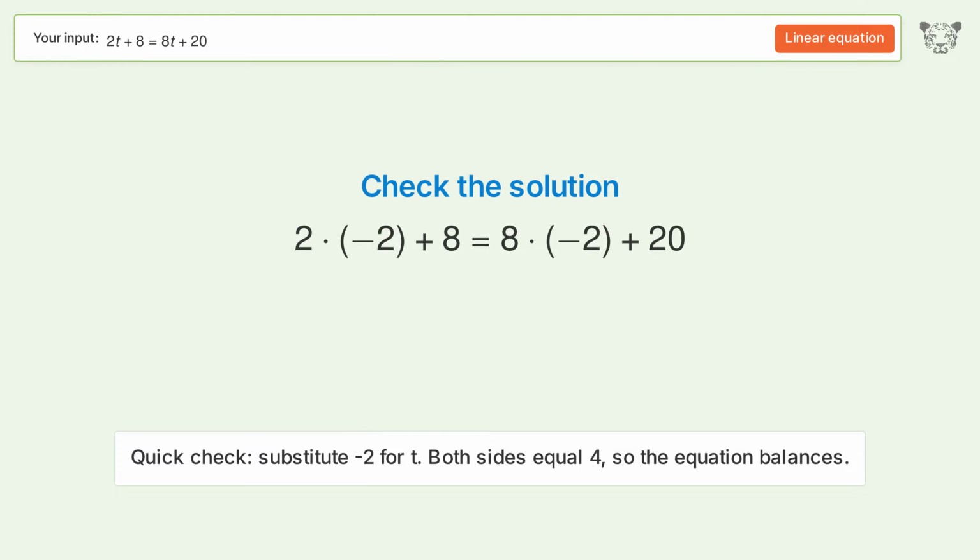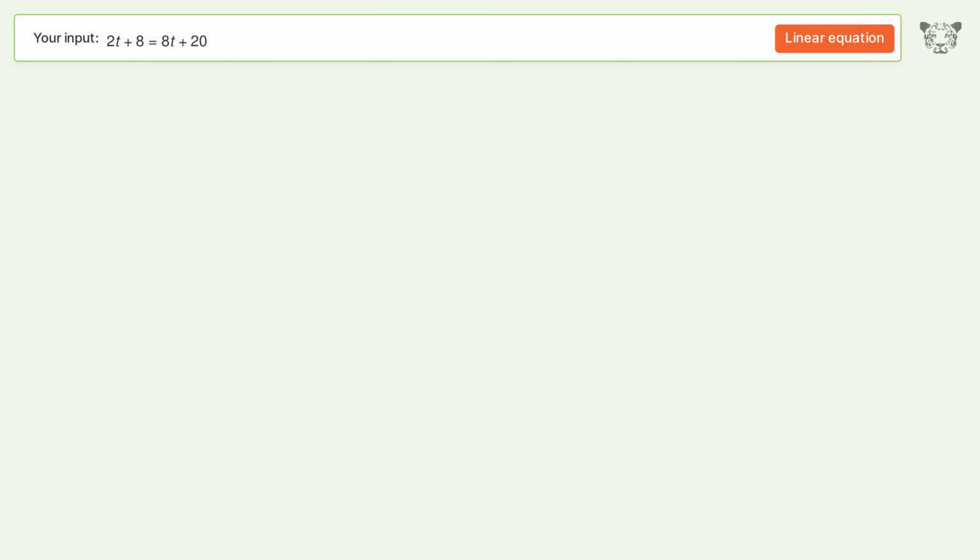Quick check. Substitute negative 2 for t. Both sides equal 4, so the equation balances. So, t equals negative 2.